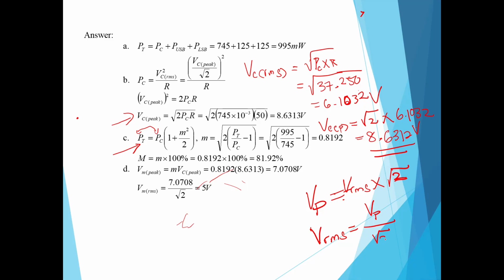You can also find the value of VM, from 1 to 5 millivolt.